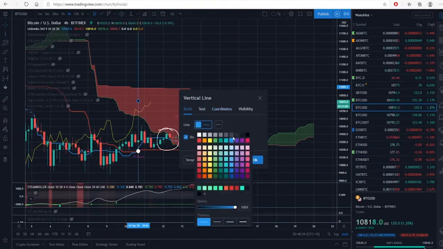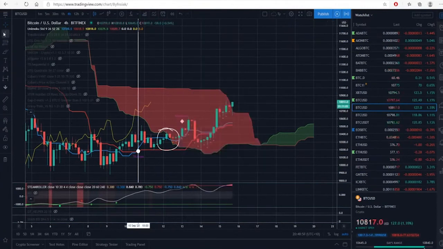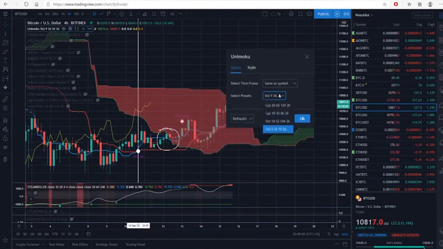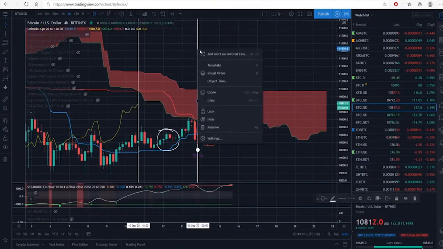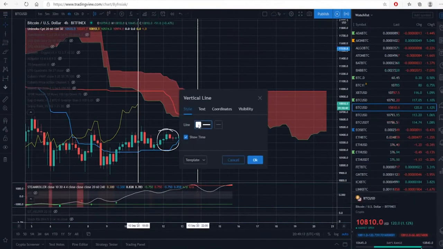So our TK cross occurred here. So that was where our TK cross occurred on here. Now let's use this and see if it's okay. Cool. So there we go. There's our TK cross using our crypto settings.